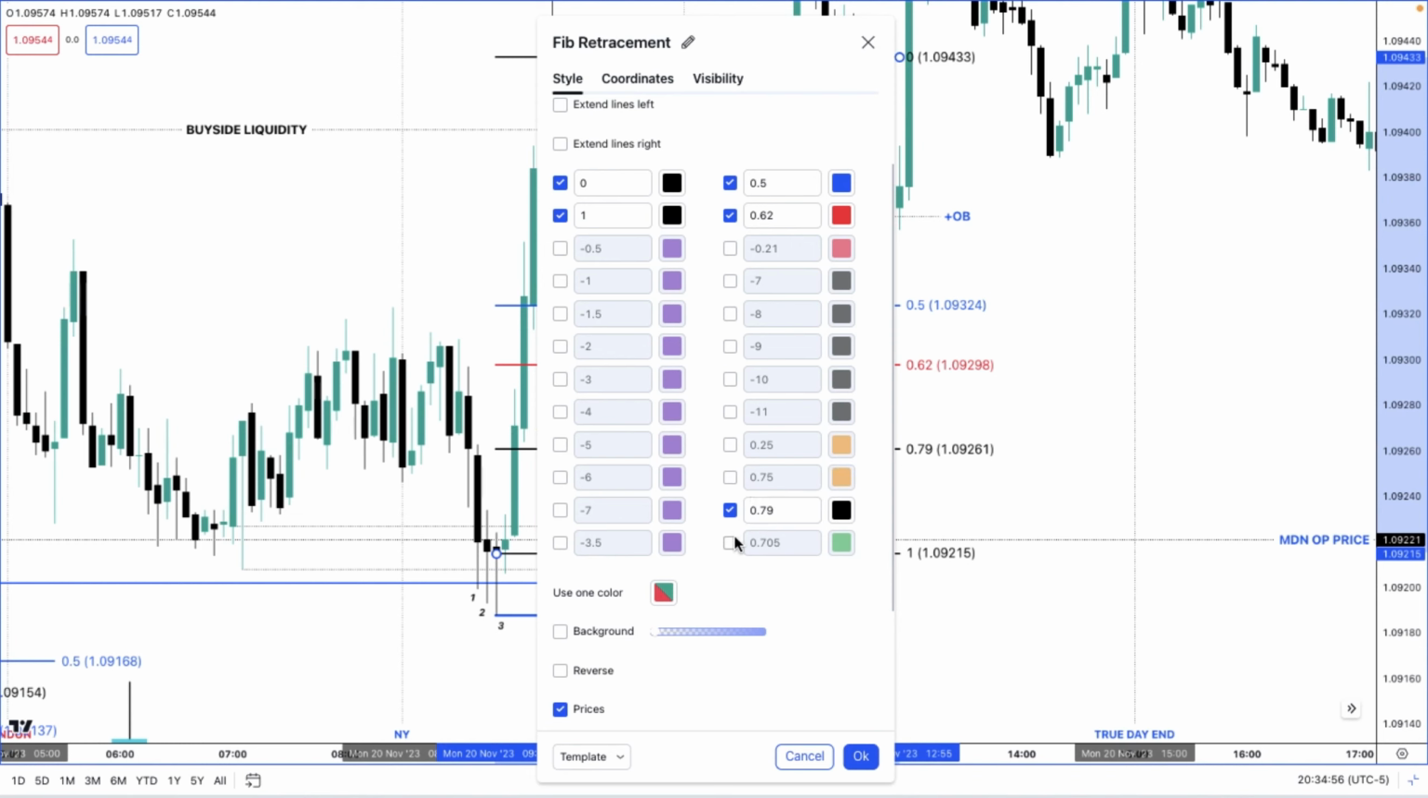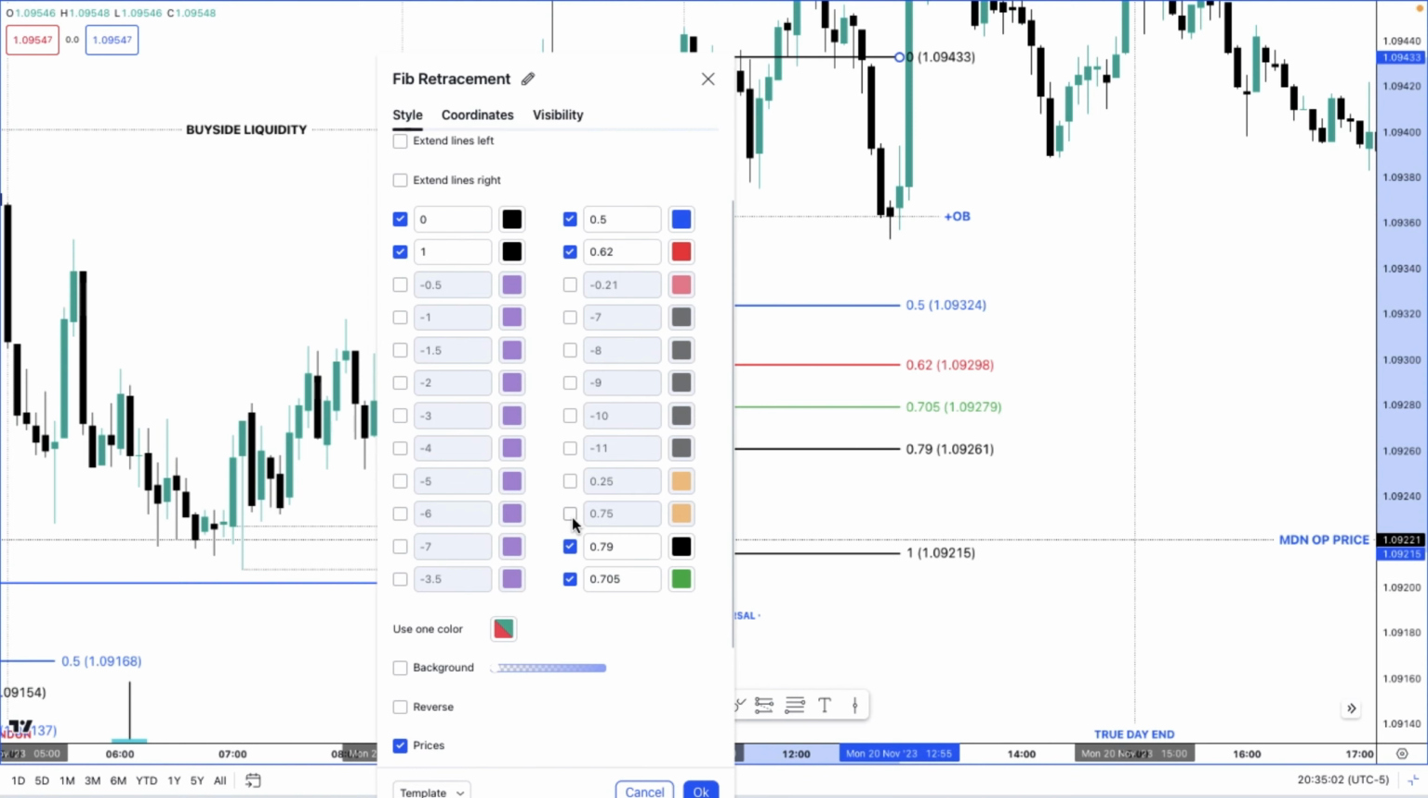Oh no, I made a huge mistake. Okay, I'm gonna repeat because I unfortunately made a comment while I was deselecting 0.75 instead of selecting 0.70.5. I'm gonna start afresh.